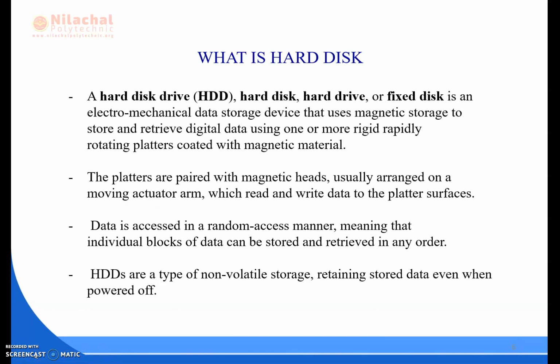Next, we will be discussing what is a hard disk. The hard disk is also a secondary memory. In our next slide, we will be discussing what a hard disk is and what its working principles are.